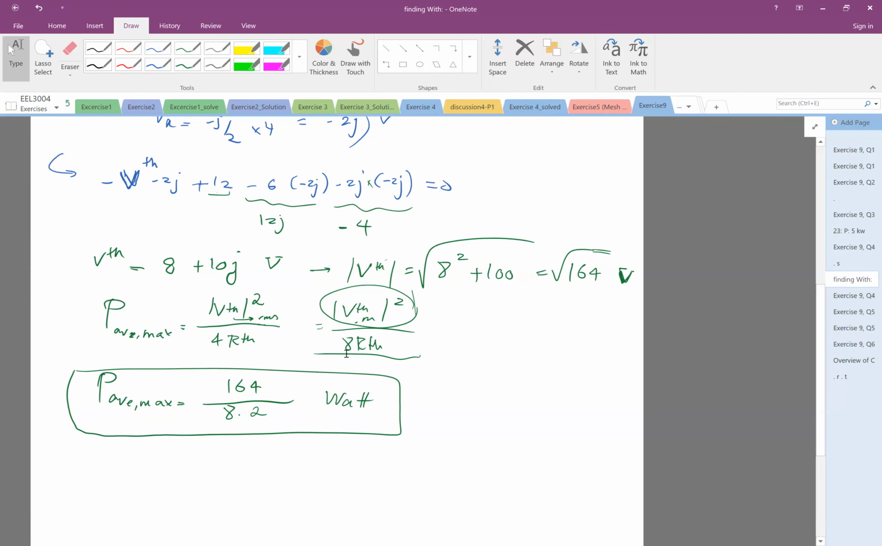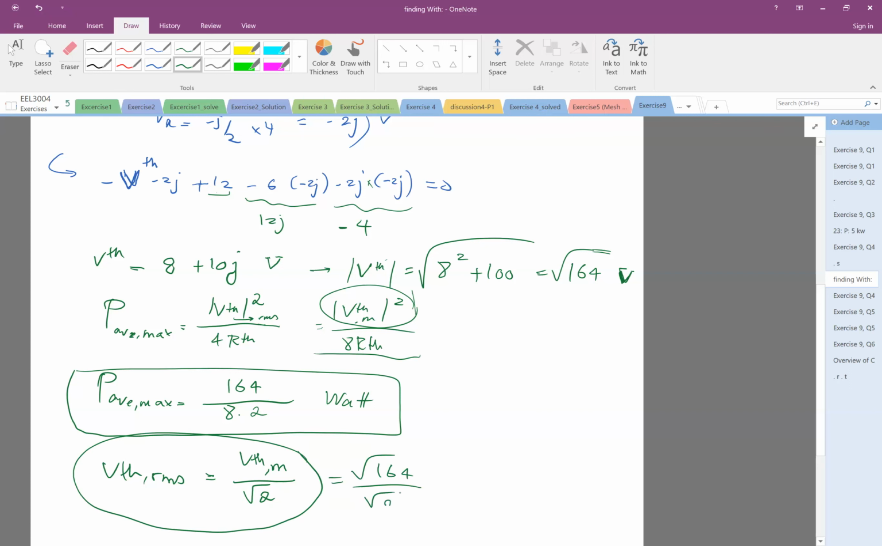If you wanted to use the other one, you have to find V Thevenin RMS. That's just for your information. As you know, the RMS is the max divided by square root 2. Then if you had this, we could use that. So this is the square root of 164 divided by square root 2. This is how many volts in terms of RMS. Then you could use this if you have RMS. Otherwise, you use the other.